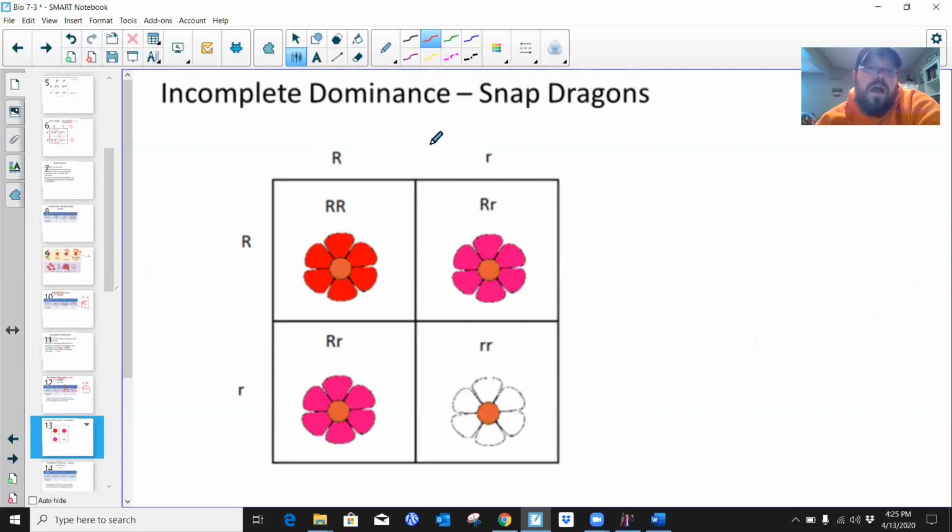So now let's take two snapdragons that are both pink, so they're the heterozygote individuals. So Rr times Rr, the heterozygote individuals. They're both pink snapdragons, so I place those on either side of the Punnett square. What are the resulting offspring going to look like? 25% of them are going to be red, having inherited both dominant alleles. 25% of them, or 1 out of 4, are going to be white. And then 50% of them are going to be the heterozygote individuals that show that blend, or that pink color. Okay.